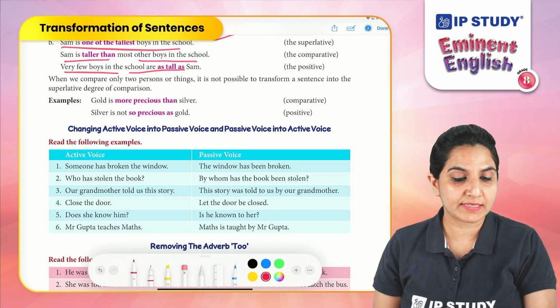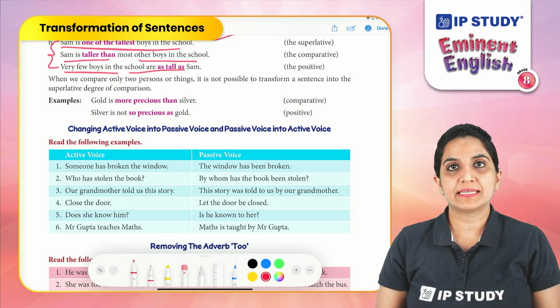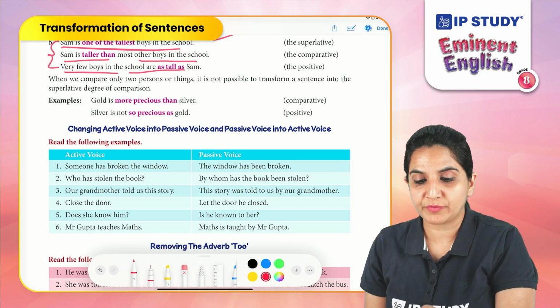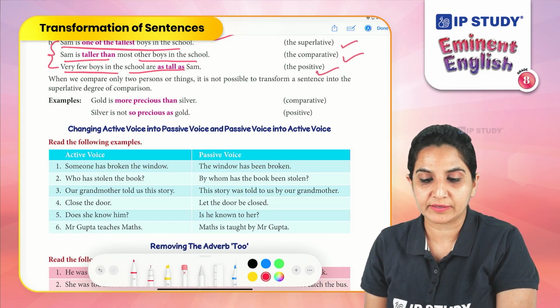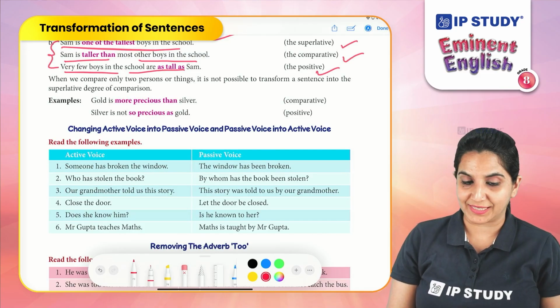In these three sentences, we are talking about Sam. In the first one, we've used the superlative degree. In the second one, the comparative degree. And in the third one, the positive degree.